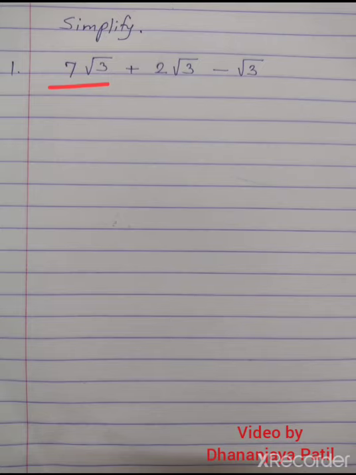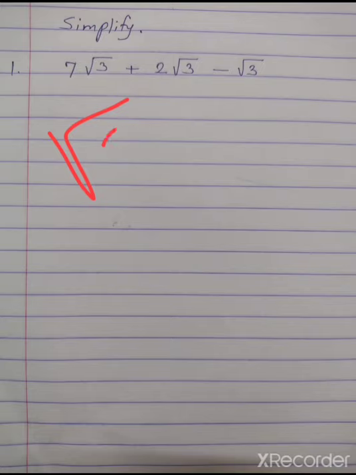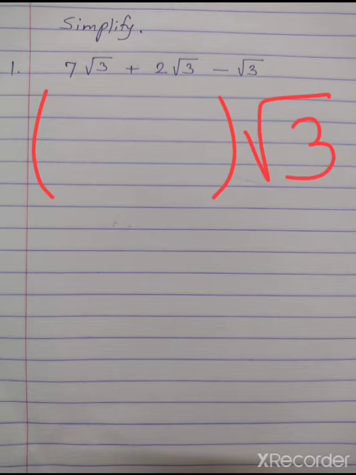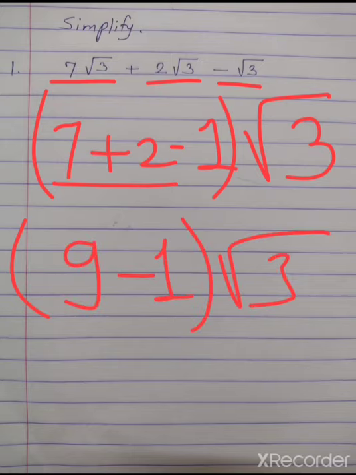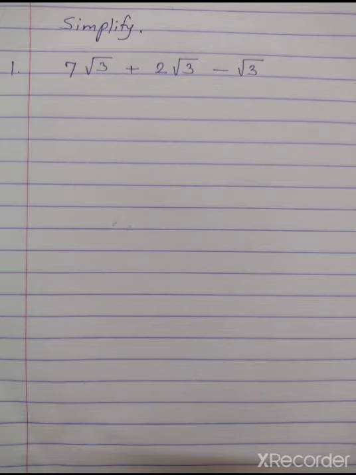See, it is already a like surd with different coefficients. Here the surd is root 3. So you can take this root 3 as a common factor outside this bracket and then write down the coefficient of the first surd, that is 7, plus 2, and at last minus 1. Now do the addition first. When you add, you will get 9 minus 1, bracket complete, root 3, and its subtraction is now 8 root 3. So here I write it.